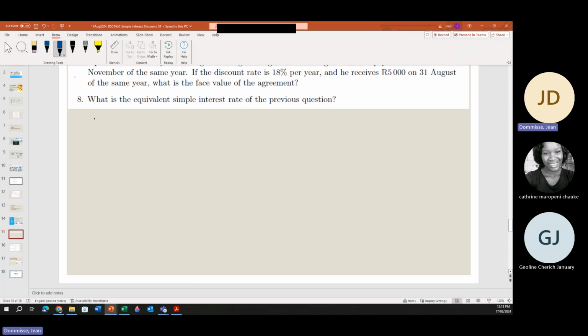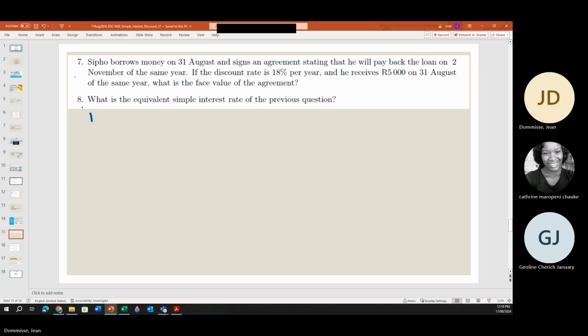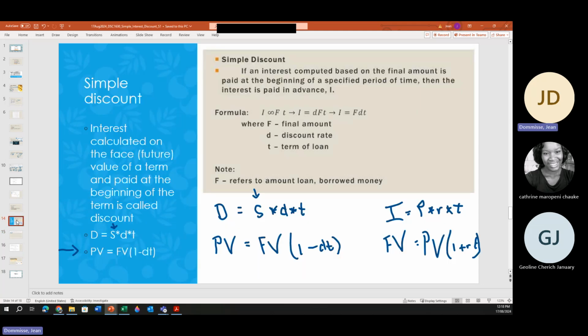Okay, so 31st of August, and he will pay it back 2nd November. If a discount rate is 18% per year, so let's look at this formula. So present value is equal to future value times 1 minus dt.